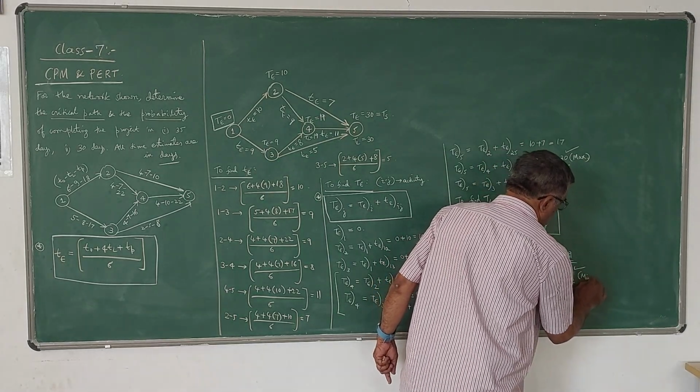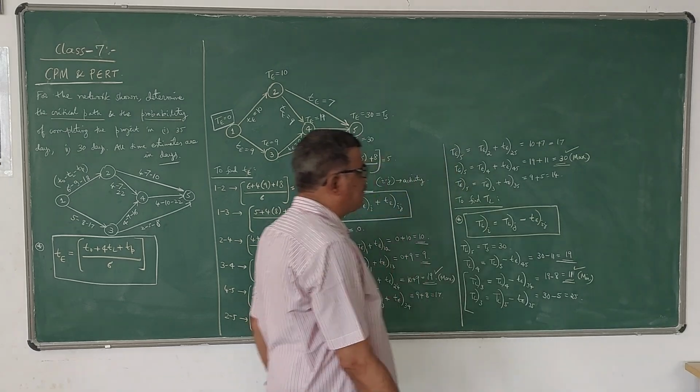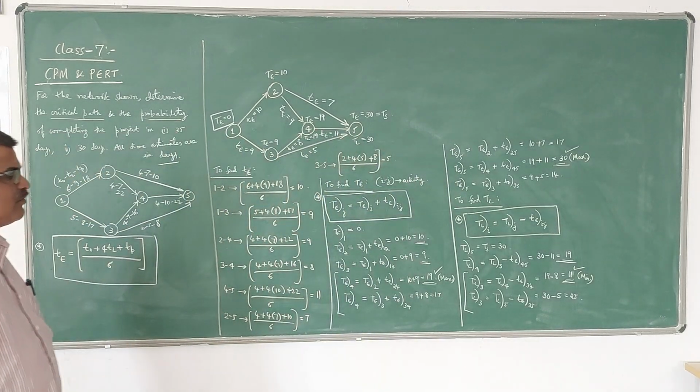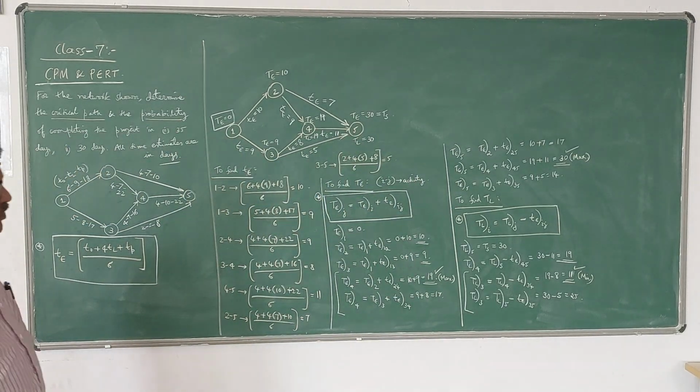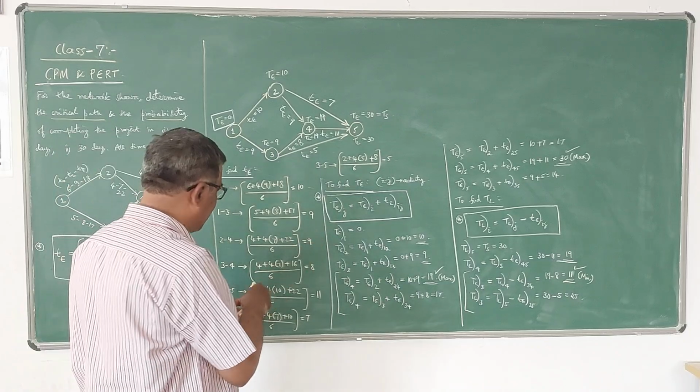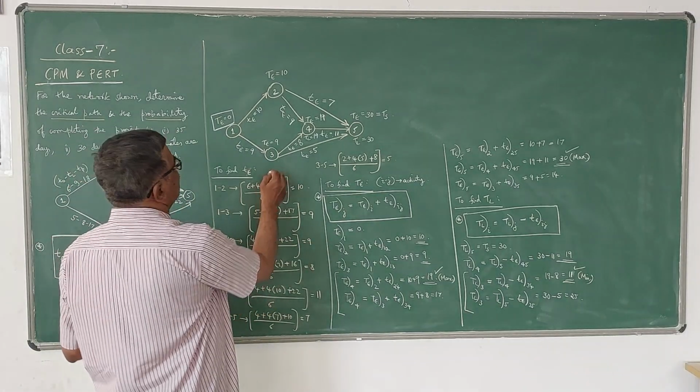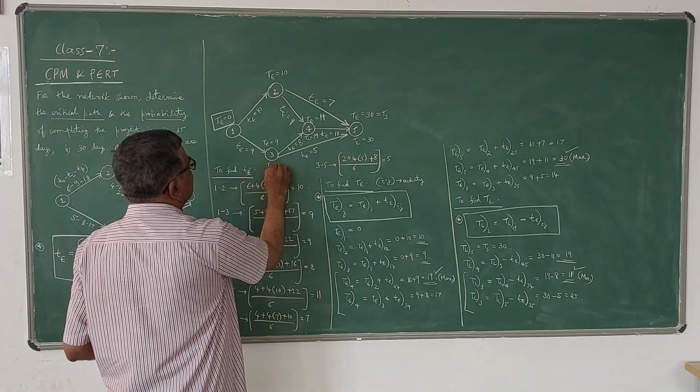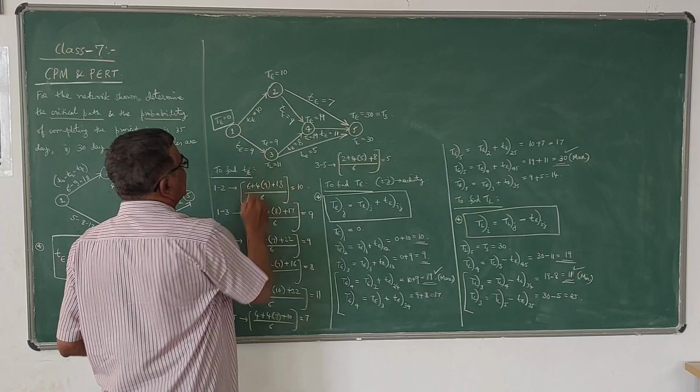So when you are finding TL, you have to take the minimum. When you are taking TE, you have to take the maximum. So TL3 is now 11. So we have to write here. TL is 11. Next is 2.